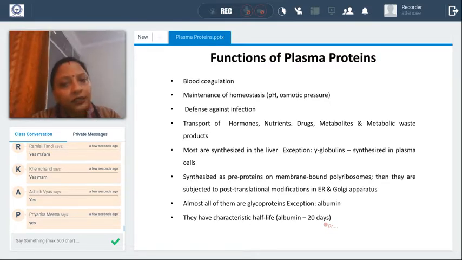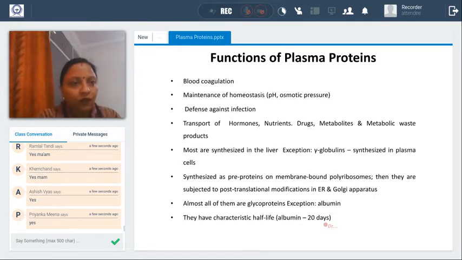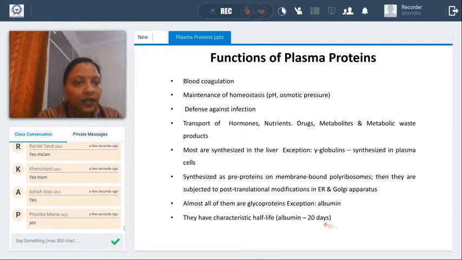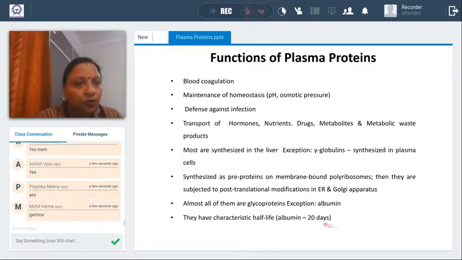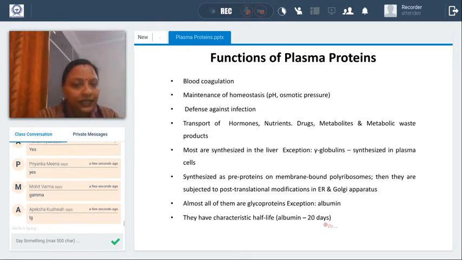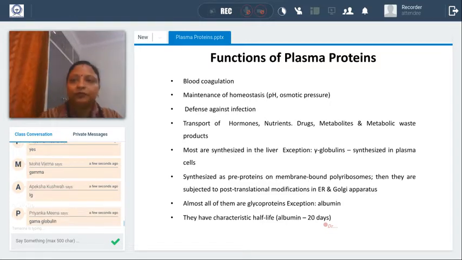Most are synthesized in the liver. Exceptions are gamma globulins, you all know, these are synthesized in plasma cells. So what is the exception in the synthesis of plasma proteins? Plasma proteins are mainly synthesized in the liver, but which protein is synthesized in plasma cells? Please write in the box.